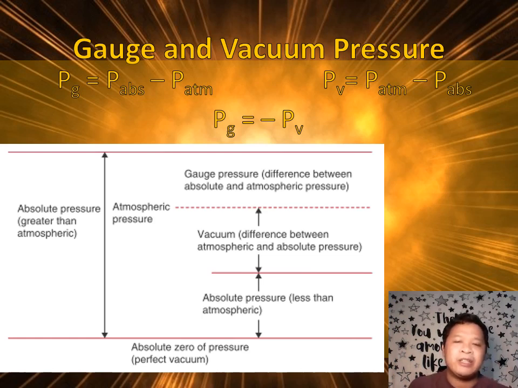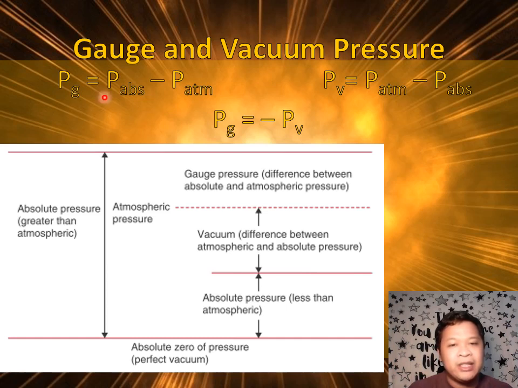Ngayon, gauge and vacuum pressures are just terms to denote the difference between atmospheric pressure and absolute pressure. Typically, we use gauge pressure kapag mas malaki yung absolute sa atmospheric, aka sa loob ng iyong pressure canner, you have a pressure gauge. And generally that pressure gauge displays how much it is above atmospheric pressure.